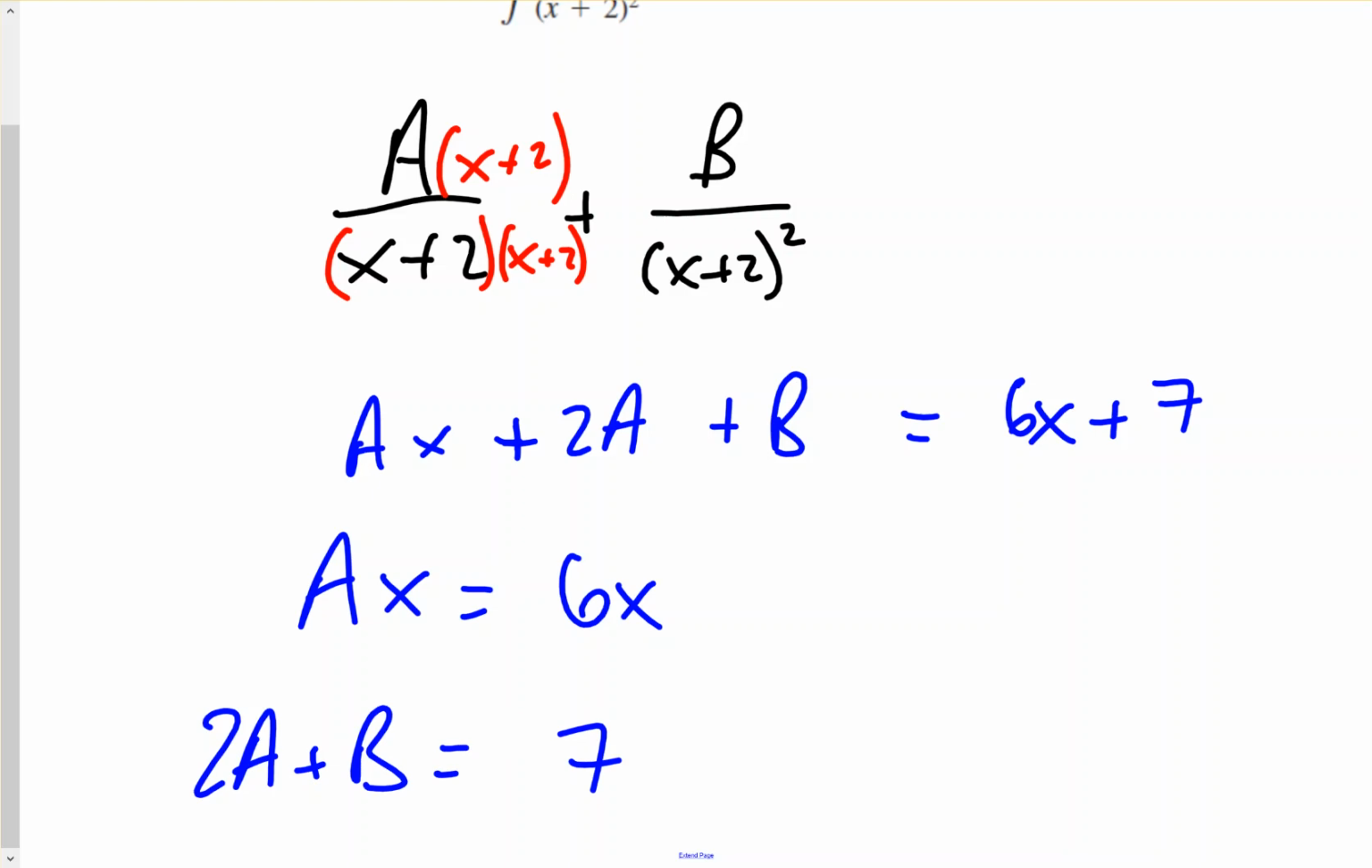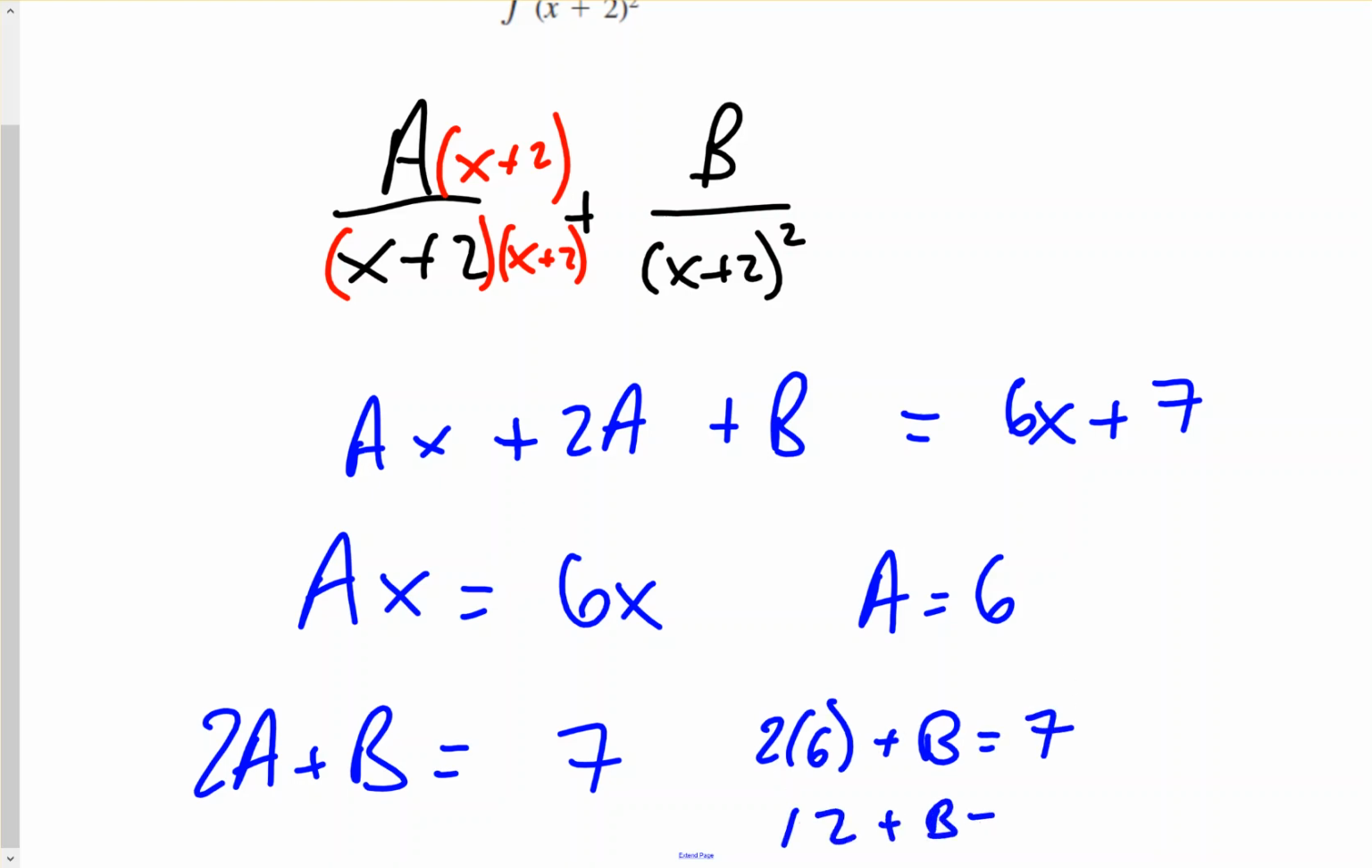Okay, so now we know right off the bat then, if ax is the only one with the x in it, that means a has to be 6. So now if a is 6, let's plug that into the bottom one here. 2 times 6 plus b equals 7. So that's 12 plus b equals 7. So that means b equals -5.